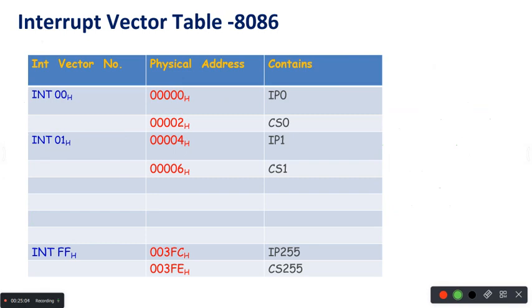We are starting from 00. That means how many interrupts are possible in the 8086? 256 interrupts are possible, from 0 to 255. There are 256 types of interrupts, and all of them are given a number. Also, the corresponding interrupt service routine has to reside at some CS and IP. That's also fixed. Have you understood this?